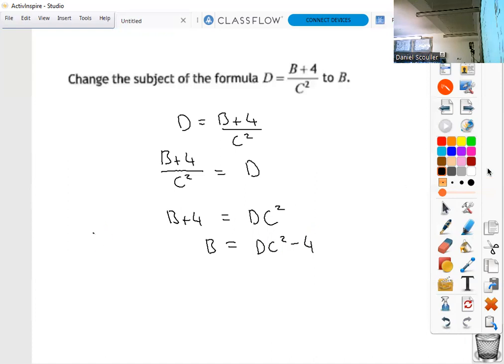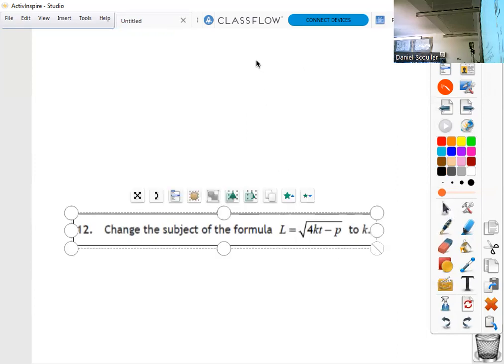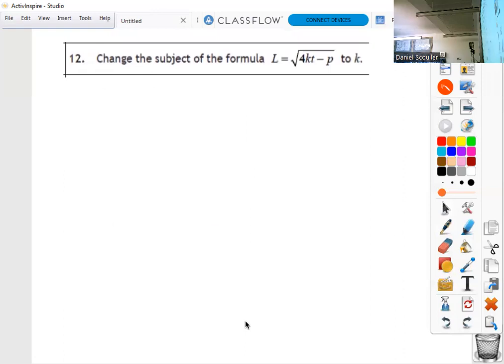Okay, any questions? You good? Cool. Second one's a tough one. Anywhere they throw in this root sign, it's going to be tough. All right, just be aware.